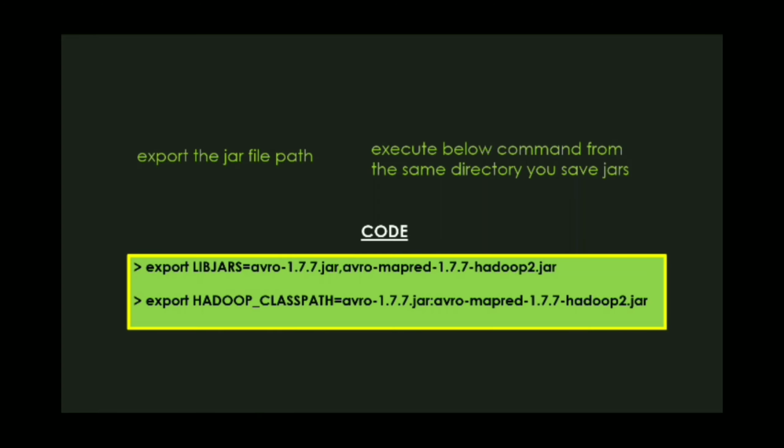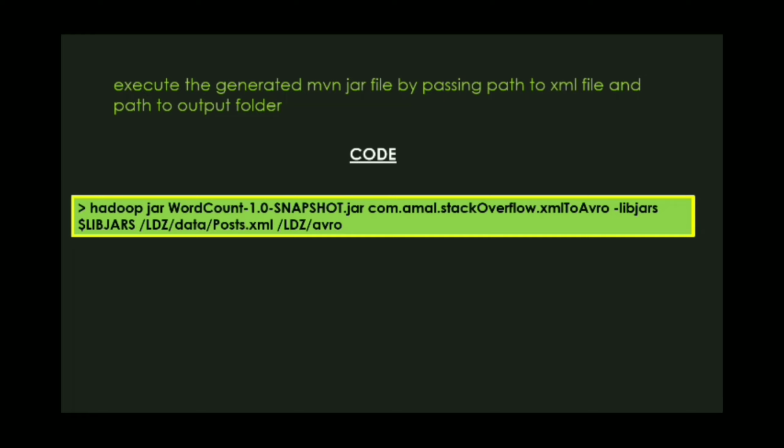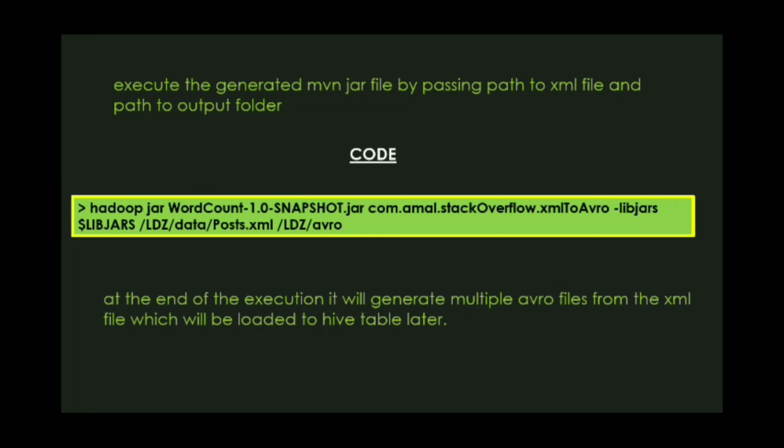We execute the below command from the same directory where you see the jars. We used Hadoop 2.7.3, and it has dependency on these two files, which we use to build our files. Execute the generated jar file by passing the path to the XML file and the path to the output folder. So step 1. This is the code for that. At the end of the execution, it will generate multiple Avro files from the XML file, which will be loaded into a Hive table later.